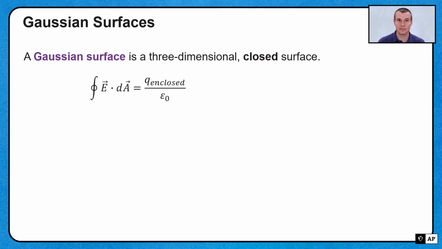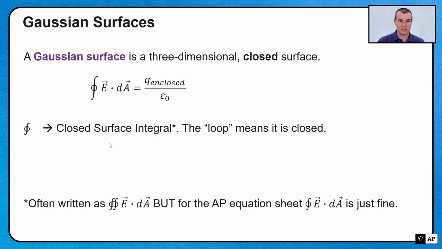So a Gaussian surface is any three-dimensional closed surface. That's kind of a key idea there. And we note that because we have this little circle around the integral sign. So that's what that means. It's a closed surface integral. The loop that's there means it's closed.